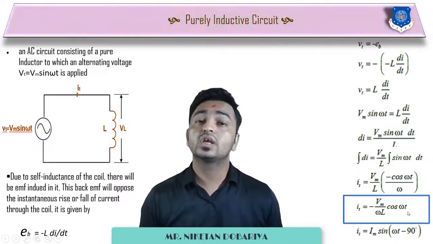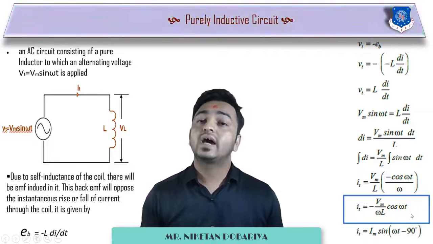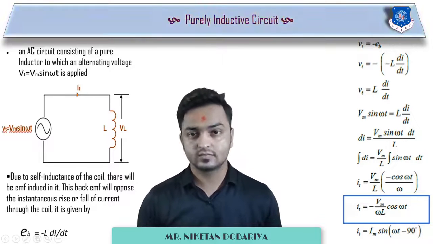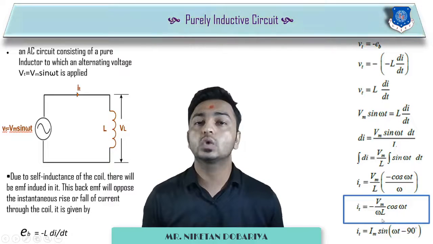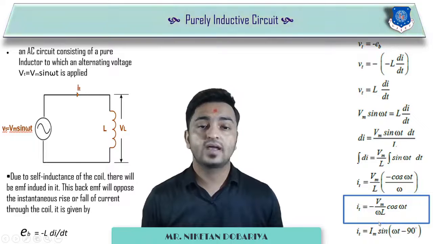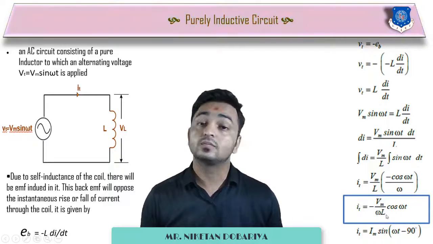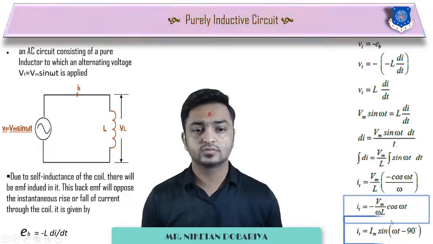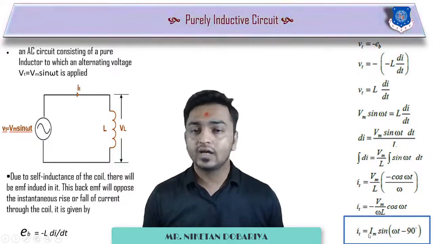Now again we can convert this minus cos theta into sine theta minus 90 degree. So in place of minus cos theta, you can write sine theta minus 90, which was done here. So this was replaced by sine omega t minus 90, and this term Vm by omega L is replaced by Im here. Again, what is Im here? That is nothing but Vm by omega L.